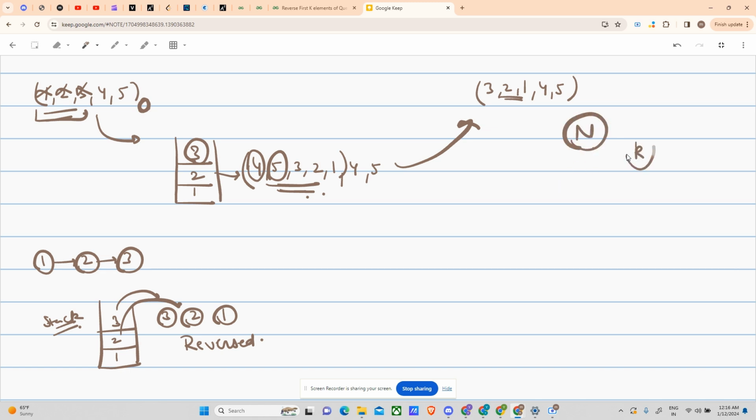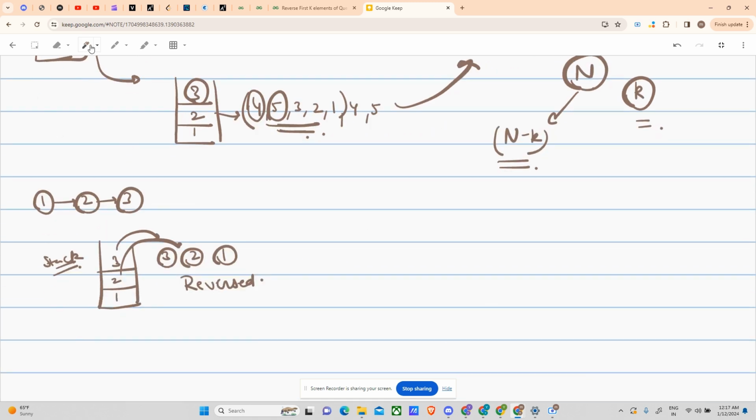We removed k elements from it, and reverse it. Leave that part aside. So if we removed k elements from it, how many are we left with? N minus k. So we have to do this operation of removing and adding n minus k times, and we have to add elements to the stack k times. So that's what our pseudo code will be looking like.